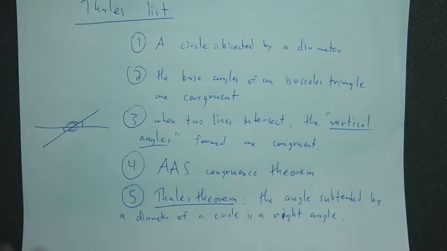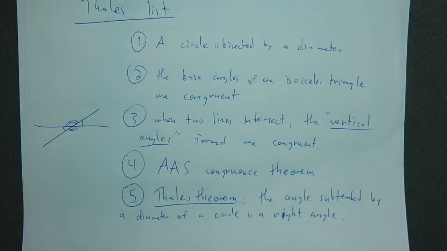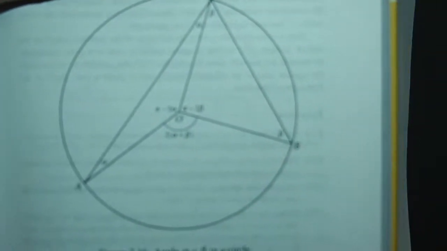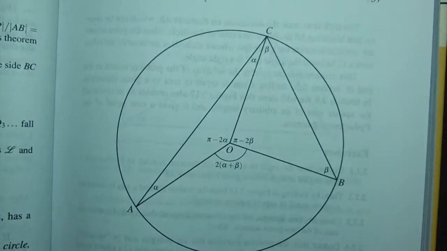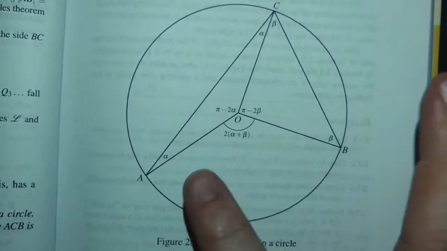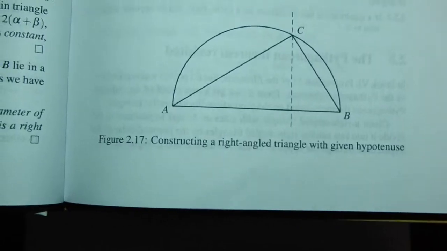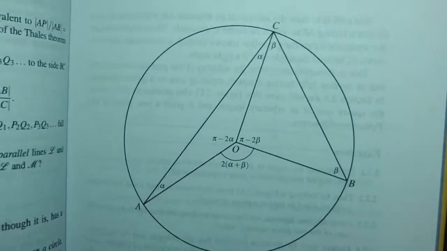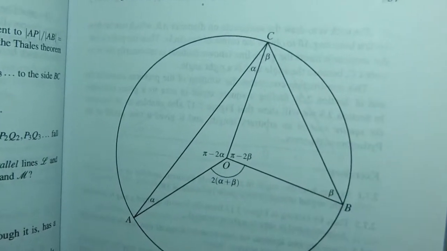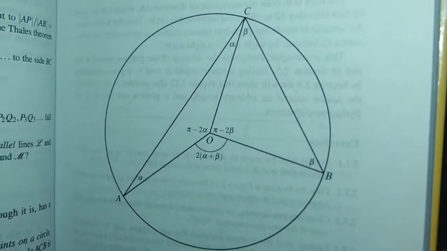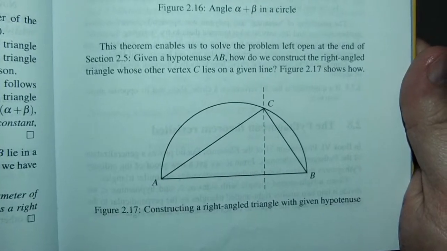Five is the Thales theorem, that the angle subtended by the diameter of a circle is a right angle. What does that mean? So here's a quick illustration of this fact. Here's the general picture of having three points A, B, and C on a circle. But imagine A and B are arranged in such a way that they are opposite ends of a diameter. Then this point C, no matter where it lies on the circle, the angle ACB must be a right angle.